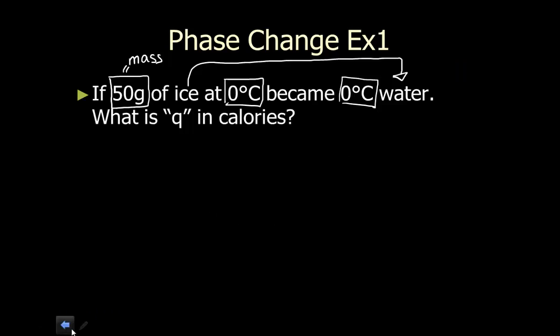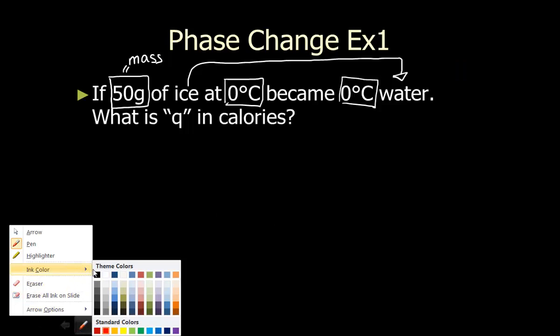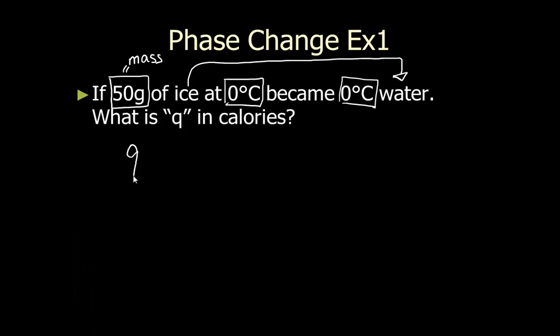So let's start by writing out our equation. Q is equal to M times delta H fusion. Notice that there is no temperature here. The only thing that's here is this delta H fusion. Let's go ahead and plug in everything that we know. We don't know what Q is. We do know our mass. Our mass is going to be 50 grams.